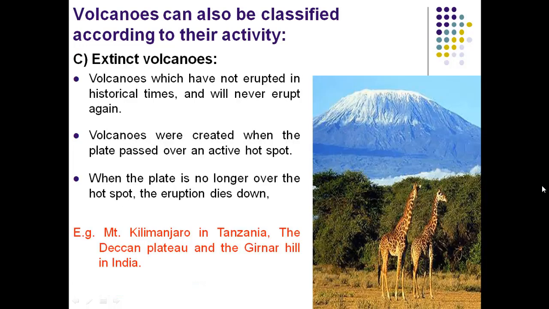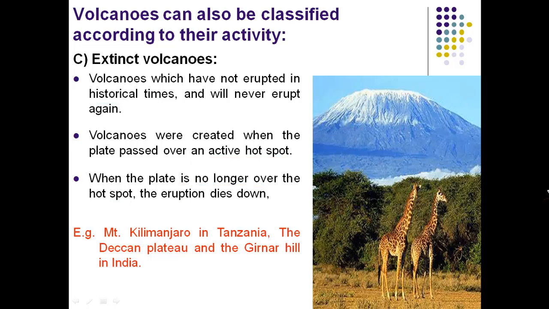The third category of volcano is called extinct volcano. The name itself suggests that such volcanoes are no more active or alive. Such volcanoes have not erupted in historical times and never erupt again. They are primarily located at an ancient plate boundary, or they might have shifted due to plate tectonic movement. Volcanoes were created when the plate passed over an active hotspot. Now such volcanoes are no longer on any active hotspot; they have shifted. The eruption dies down or they just stop.